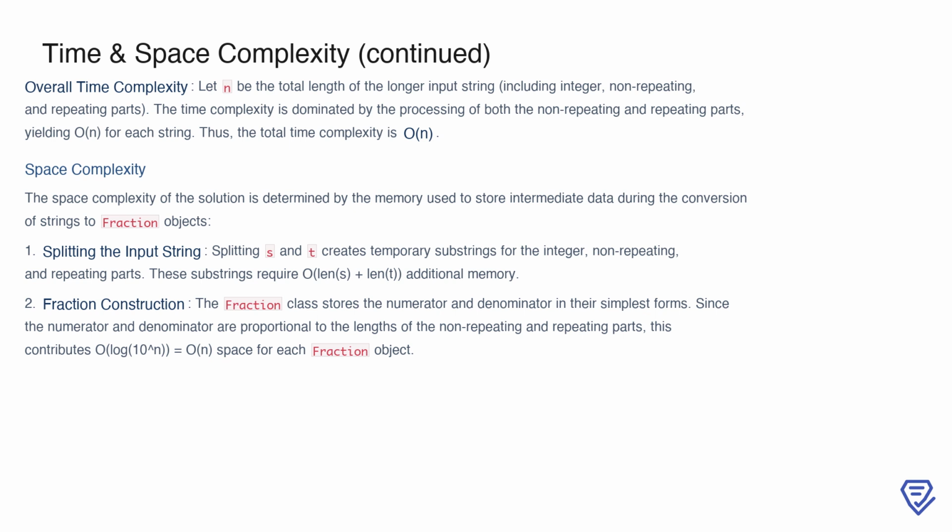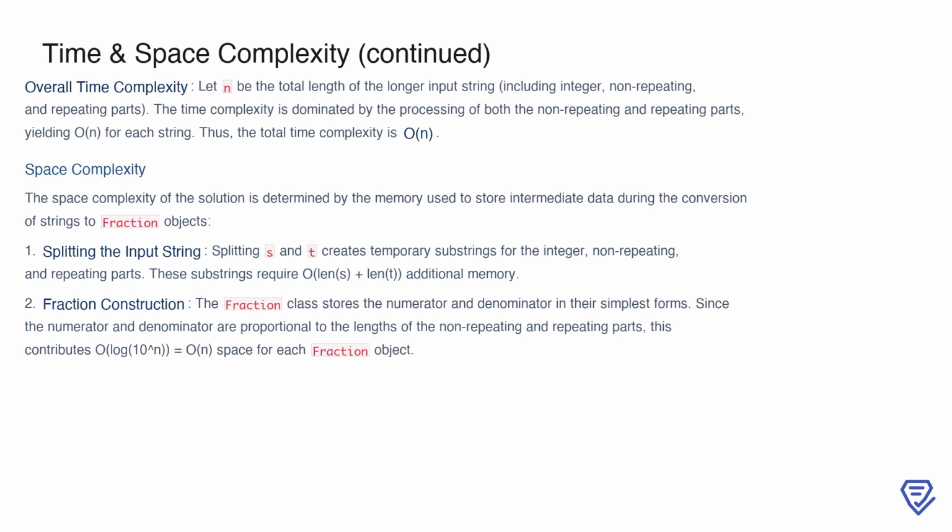Let n represent the total length of the longer input string, encompassing the integer, non-repeating, and repeating parts. The dominant factors in our analysis are the processing of the non-repeating and repeating parts, both of which scale linearly with the input size. Therefore, the overall time complexity of the solution is O(n).